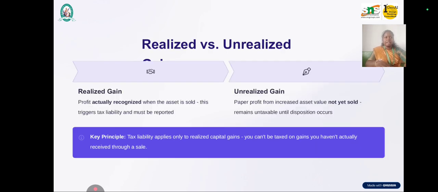So the next is realized versus unrealized gain. Realized gain is the profit actually recognized when the asset is sold. This triggers tax liability and must be reported. While coming to unrealized gain, it is paper profit from increased asset value not yet sold, and it remains untaxable until disposition occurs. So the principle here is that tax liability applies only to realized capital gain. You cannot be taxed on gains you haven't actually received through the sale.